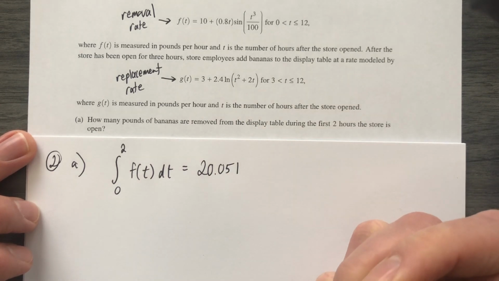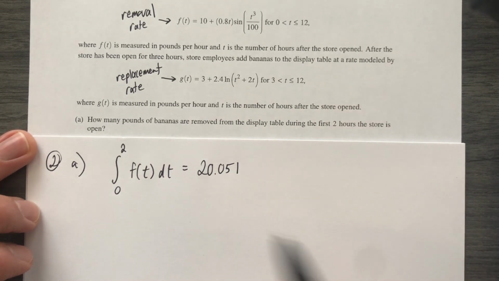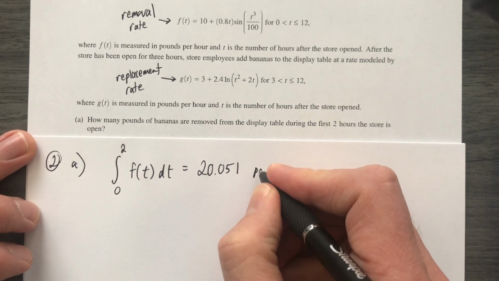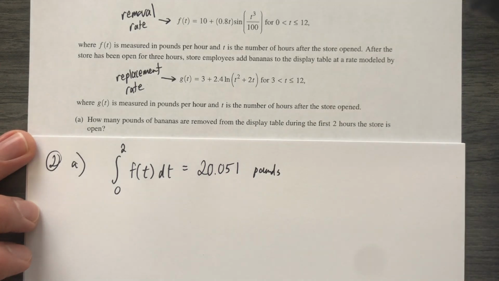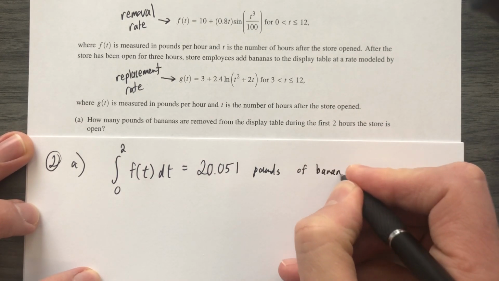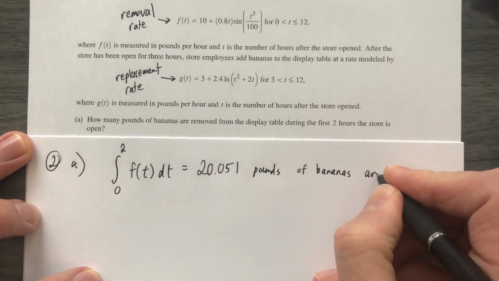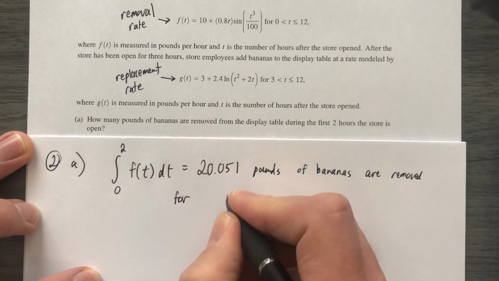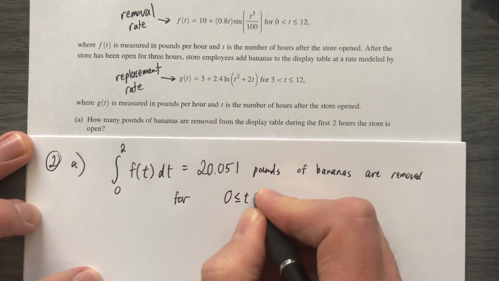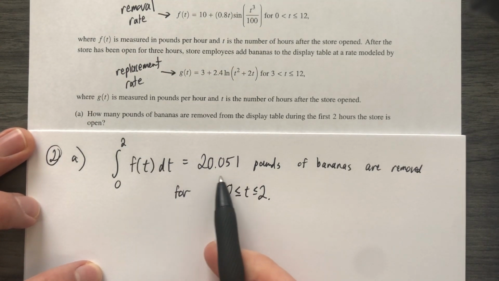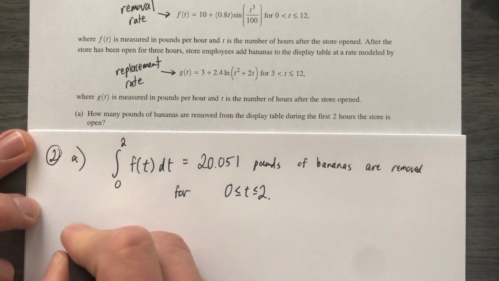Let's write that down. 20.051. And I also want to indicate the units. They didn't say to, but I think it's worth it. But they did kind of give it away what it is. So it's 20.051 pounds. And because I have the free time and I want to explain it in context, I'm going to write a sentence. 20.051 pounds of bananas are removed for the time period from 0 to 2. There we go. The final answer really is just the setup here and the 20.051 pounds. That should be sufficient.